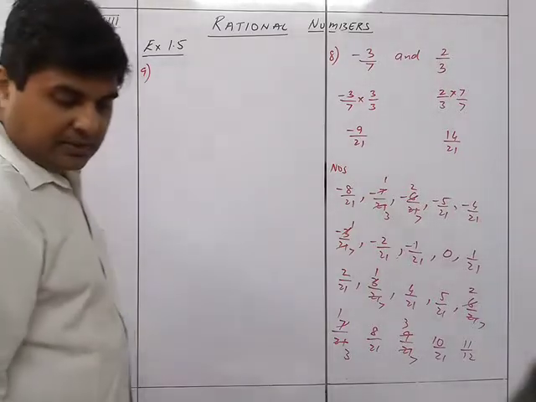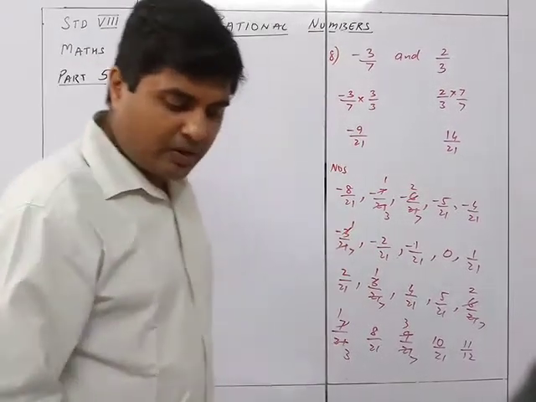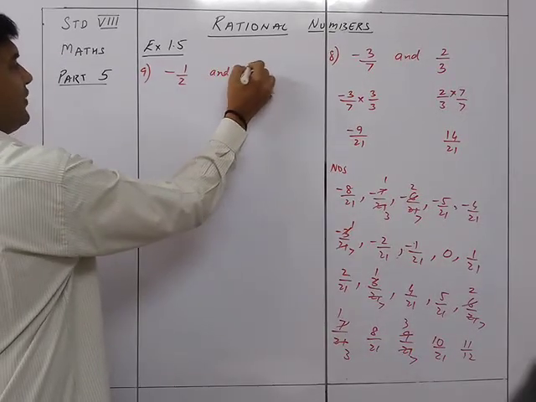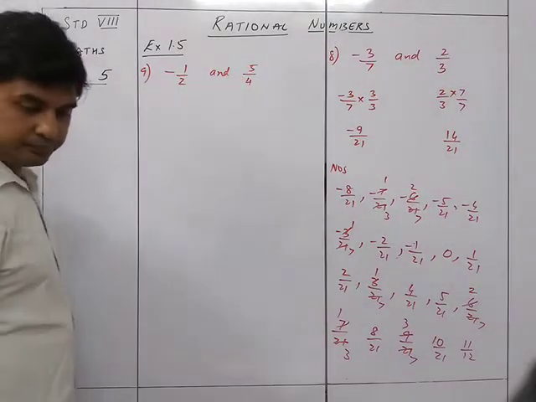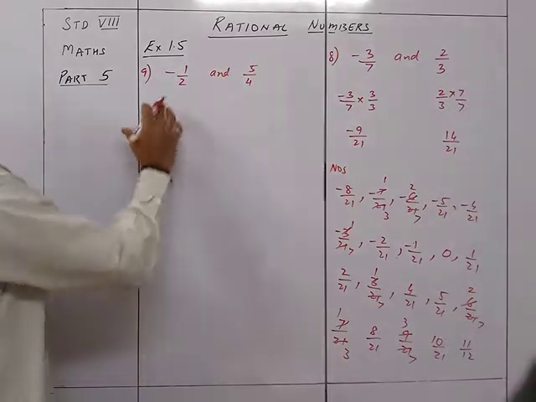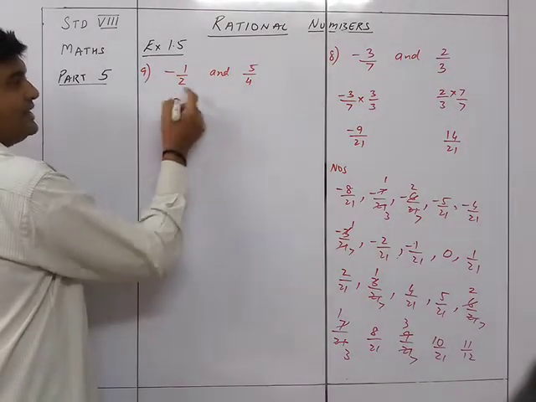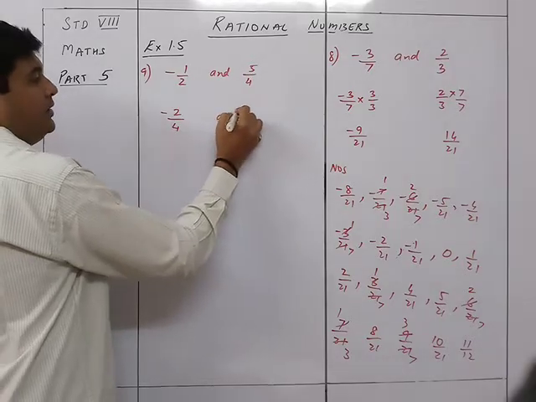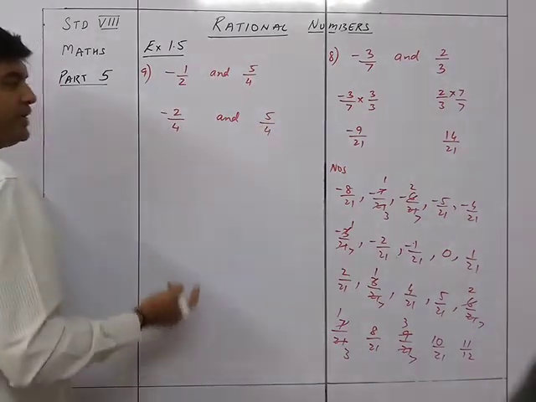Okay. 6 rational numbers between minus 1 upon 2 and 5 upon 4. Again, same way, we are going to find out the LCM. So here you can see LCM is 4. So it will be minus 2 upon 4 and 5 upon 4. So you can start again.